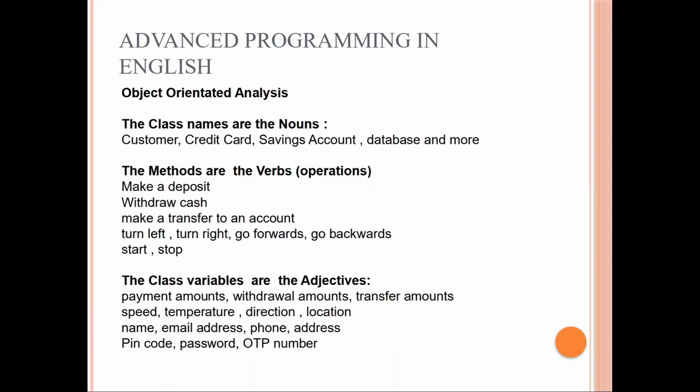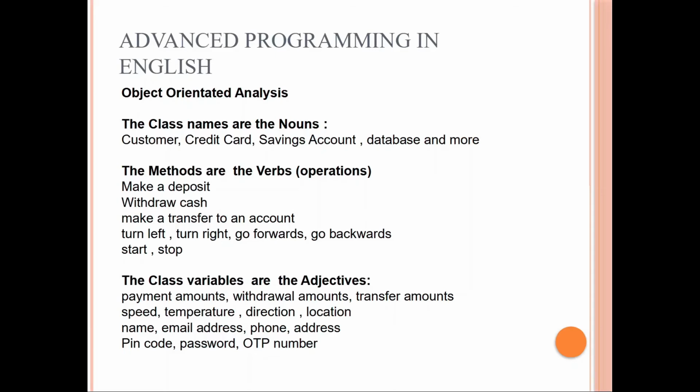As we mentioned earlier, the class names are nouns. The method or function names are verbs. These are operations. And the variables are adjectives. So coming out of a JAD session, this is what we got: the customer, the credit card, savings account, database, and more. And these were the nouns we identified.